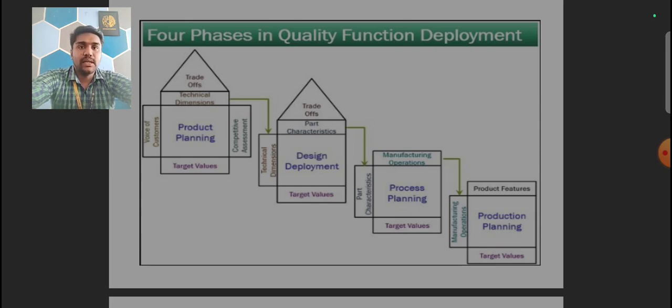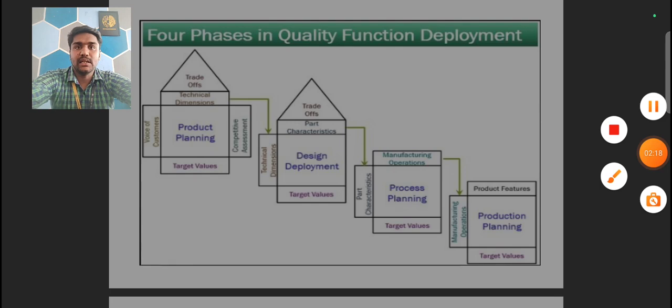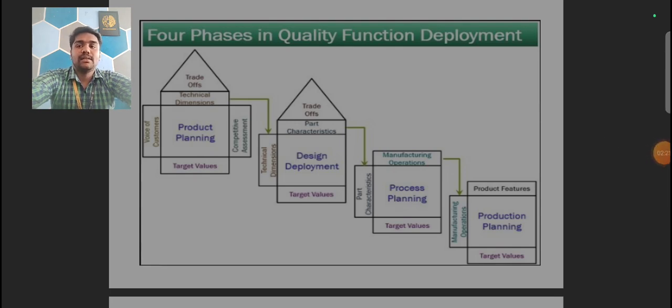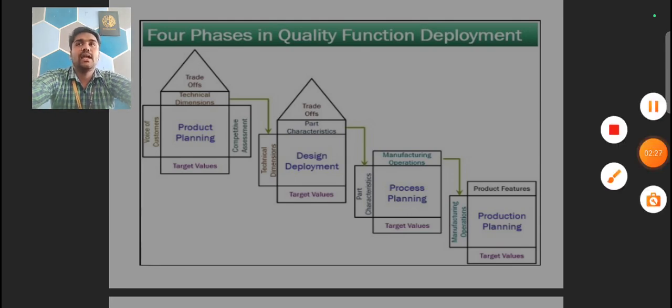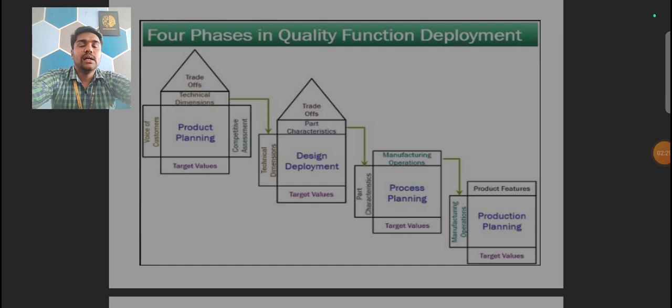The last one is the competitive assessment. If a company is ready to launch a new product as per the customer expectation, competitive assessment is the main process through which we can eliminate the competitor in the growing commercial industry. These are the 3 main sectors which we have to carry out in product planning. Then the design deployment.